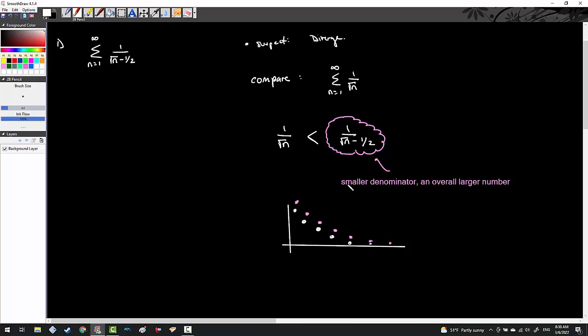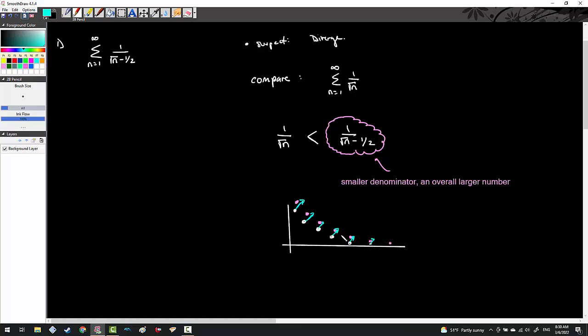It'd be slightly underneath those points, because the numbers of the white dots are slightly smaller than the numbers of the purple dots. Now, we know the behavior of the white dots: they're going to diverge, meaning their summations are going to shoot upward. They're going to create a sum that does not converge.